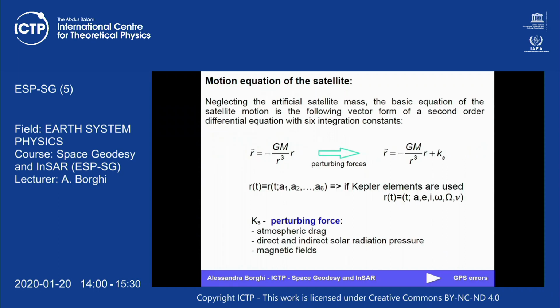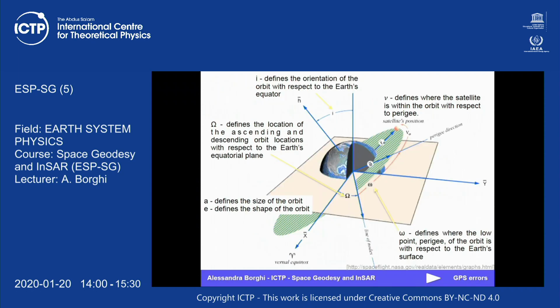We have seen that the satellite position can be expressed in terms of Kepler elements, 6 elements, and in this equation we have to introduce a perturbing force. So in this representation I put these 6 elements. They are not so important now, but just to show you.